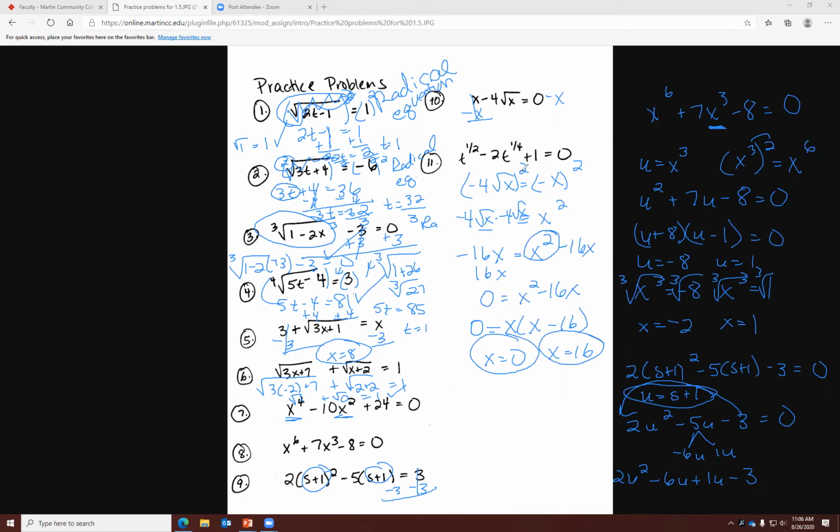And then the last one is another huge substitution one. So notice here, could I let t to the 1/4 equal u? Well, if I did t to the 1/4 and I squared it, what would that give you? Well, that would be t to the 2/4, because remember we multiply these, which is the same thing as t to the 1/2. So yes, I would be able to do that. So let me erase some stuff.